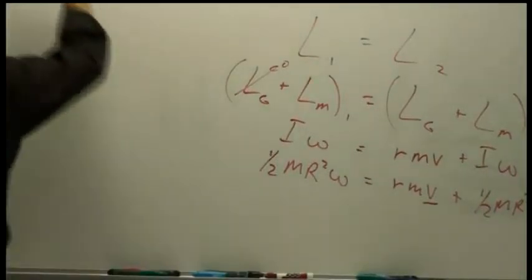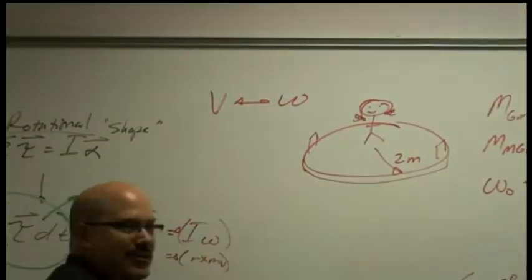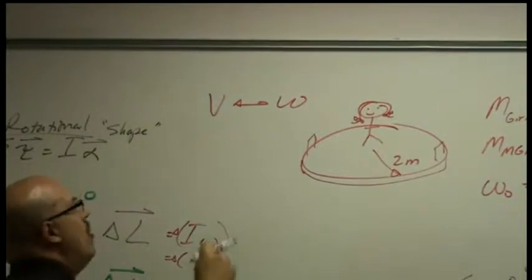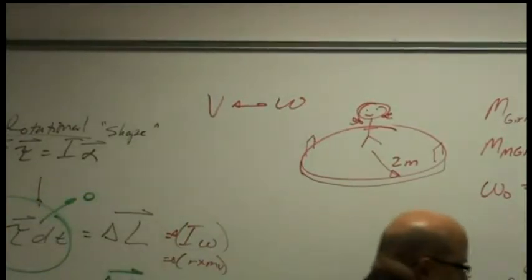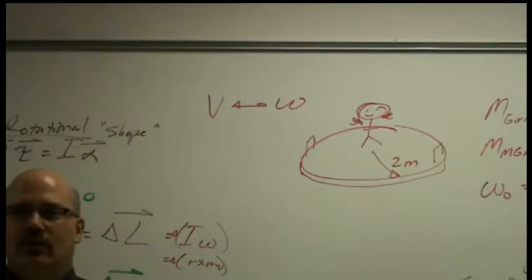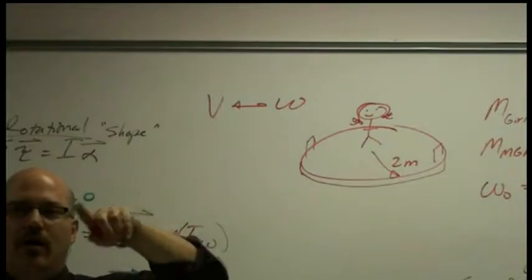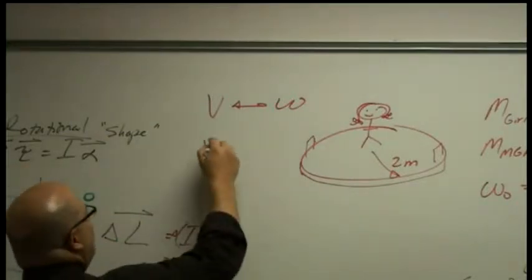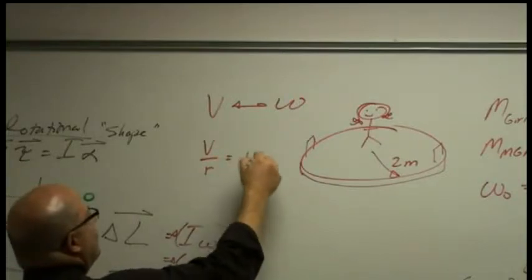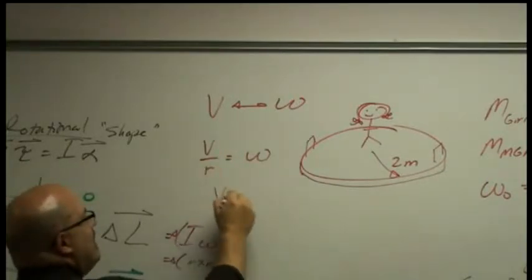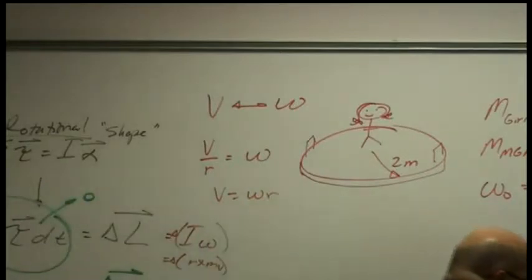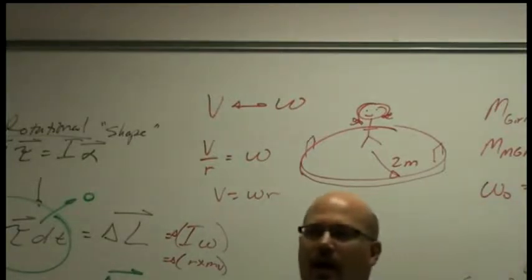One's angular, one's linear. That is true. I will grant you that. But what's the connector? The connector is R, and I want to get omega because I have omegas everywhere else. V over R equals omega, so V is omega R. So I put in omega R here. No, it's R squared. Well, it would give omega R.